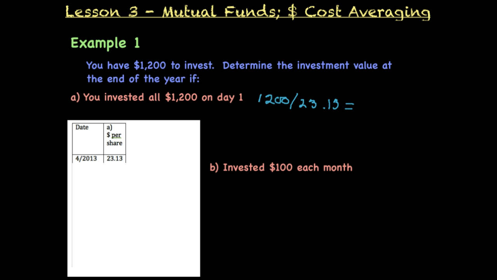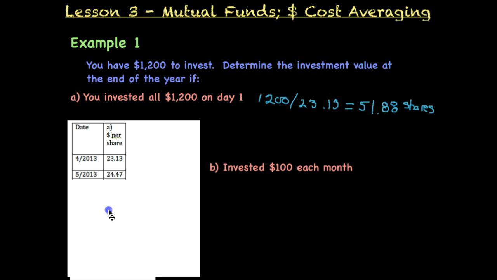Let's see how many shares we purchased. Dividing those, I got 51.88 shares. That's how many I purchased if I invested the 1,200 all at once. Now, let's see what happens if I invest $100 every month for a year.